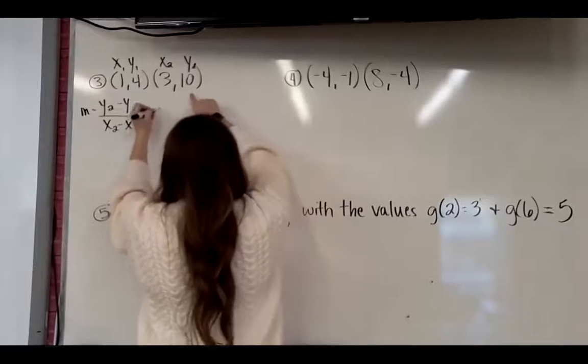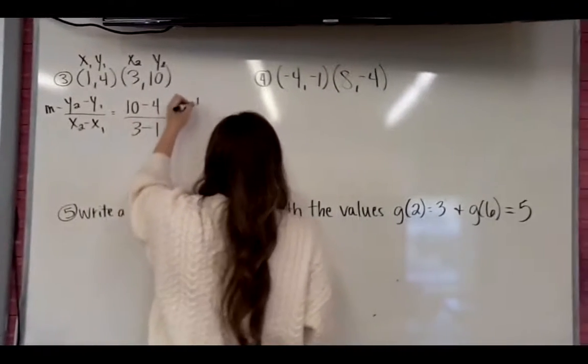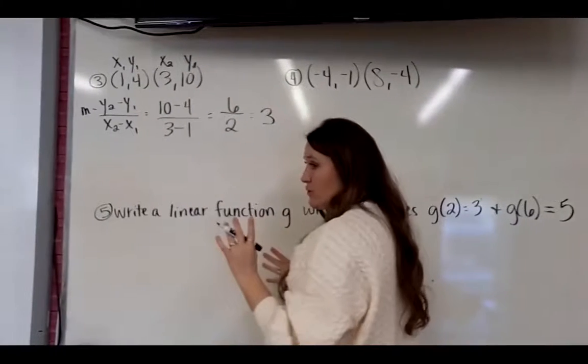So I have y2 minus y1 over x2 minus x1. 10 minus 4 is 6, 3 minus 1 is 2, 6 divided by 2 is 3. So my slope is 3. That's all we have found.